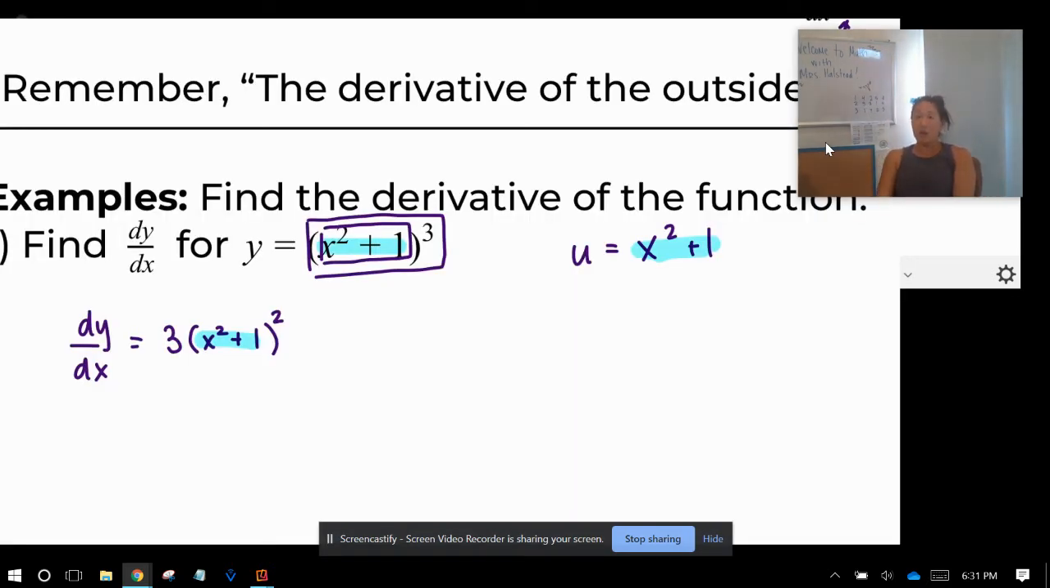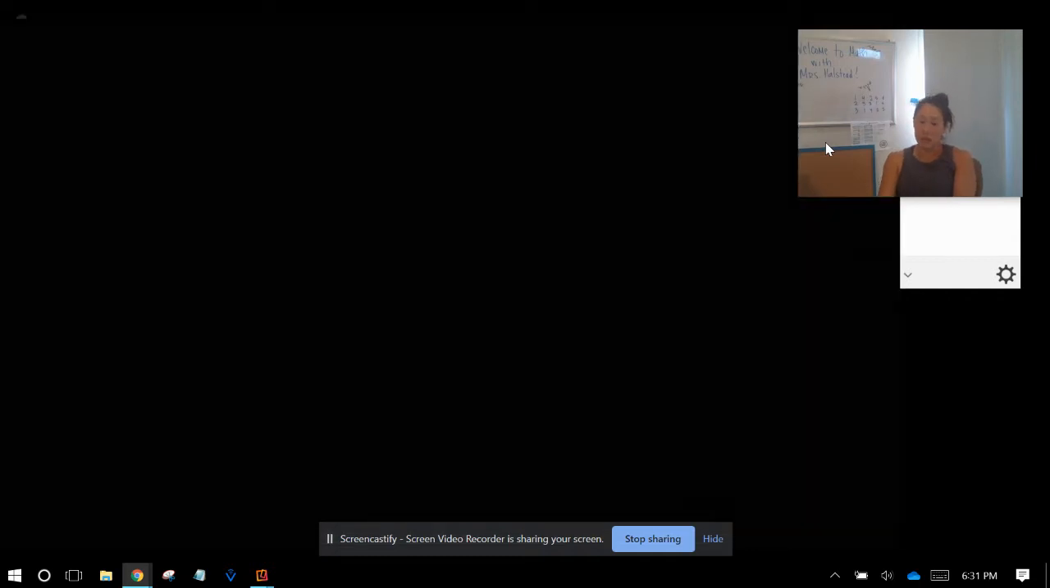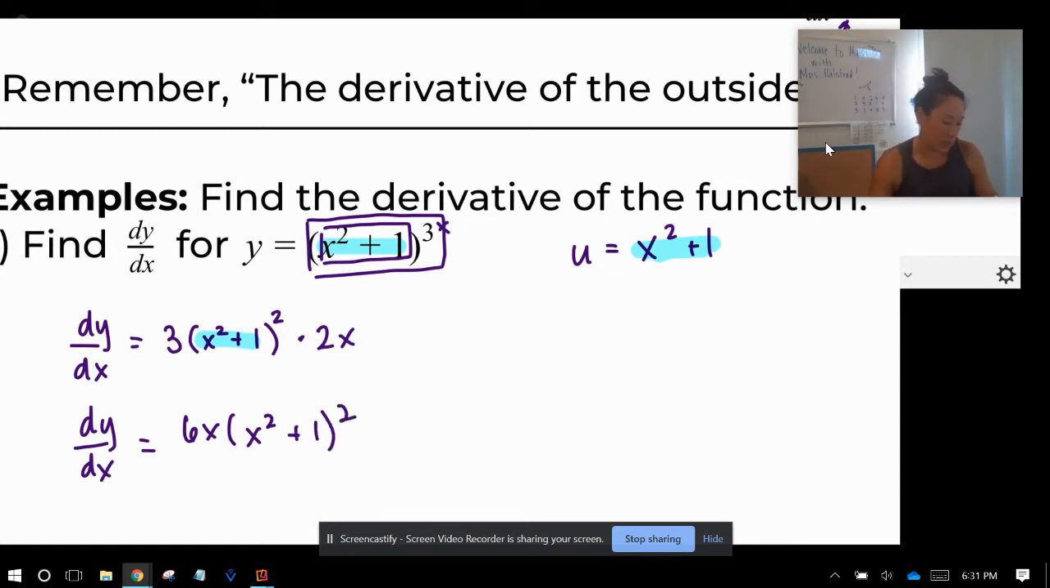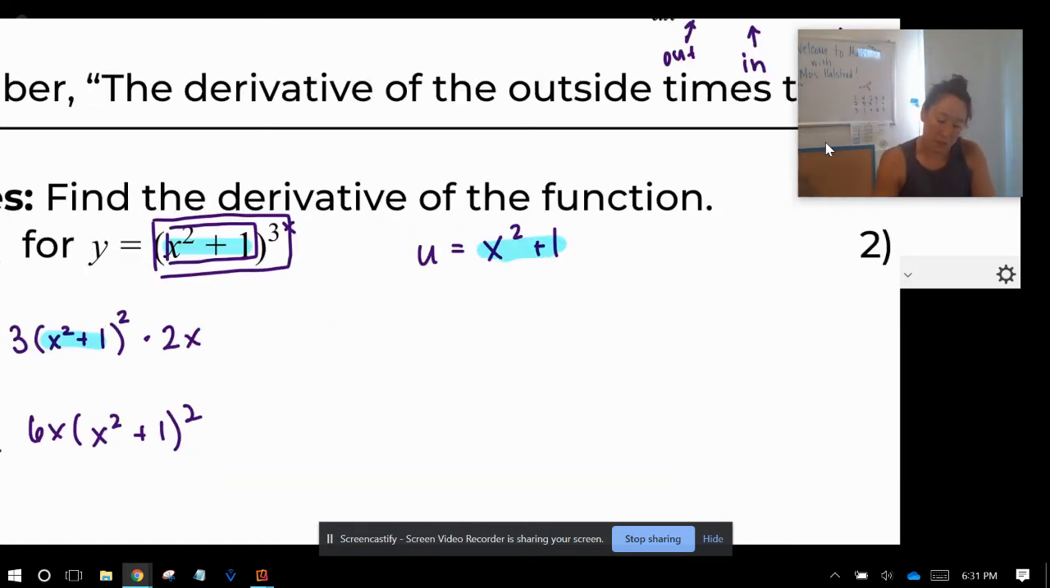So now that we have taken the outside derivative, I'm going to take the derivative of the inside. So I've taken the derivative of the outside, now the derivative of the inside, times 2x. The derivative of x squared plus 1 is 2x. So just simplify. dy/dx is equal to 6x times (x squared plus 1) raised to the second power. All right, let's work on the next one.